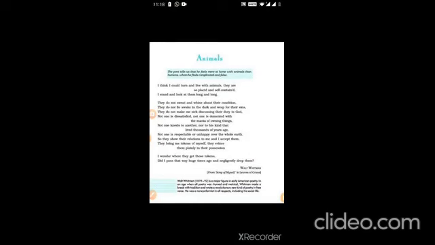I think I could turn and live with animals. They are so placid and self-contained. I stand and look at them long and long.